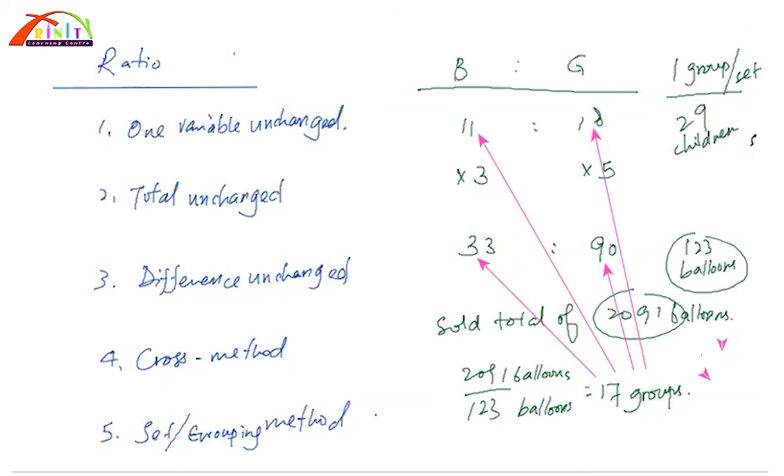Okay, let me move on. The grouping method is 4 marks, 5 marks. It can be 3, 4, or 5. It depends on how complicated the question is.